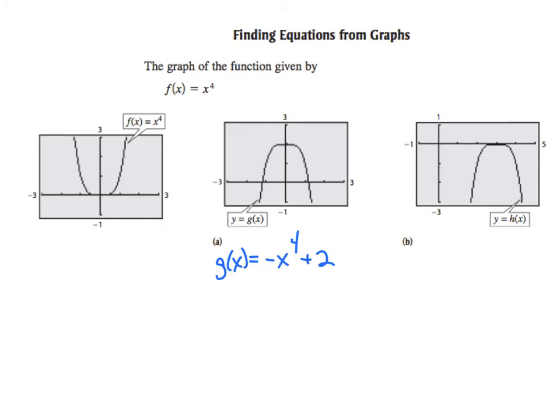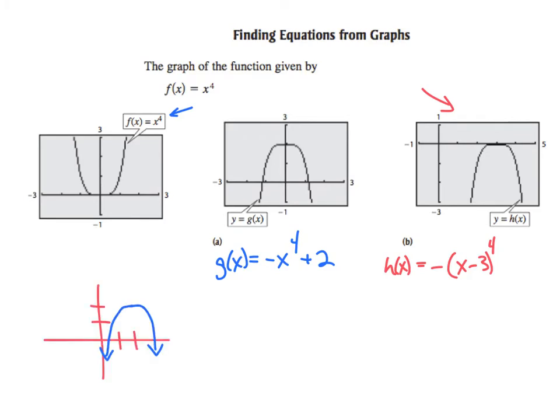And then let's look at part B. Again, I'm going from x to the 4th, and this is doing something. What did it do first, before we do anything with our writing? It reflected, and it went right. How many? 3. How do we do the right 3 thing? x minus 3 to the 4th. And then it actually reflected, so we have a negative out front. All right. Pretty good. What if we had that one?